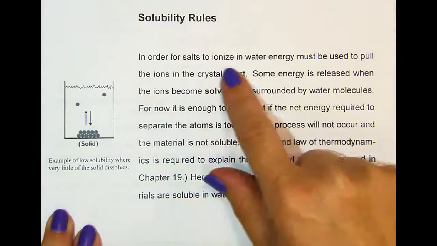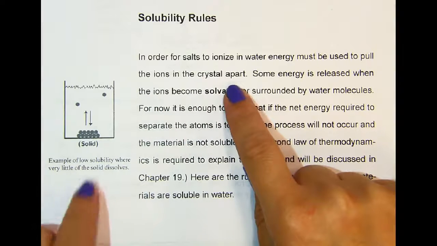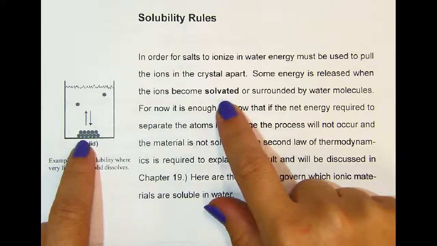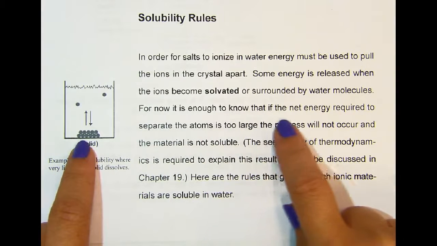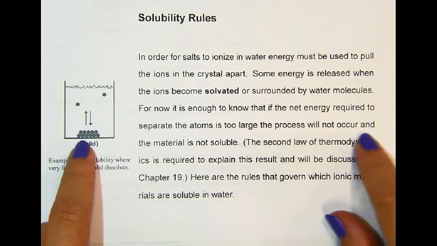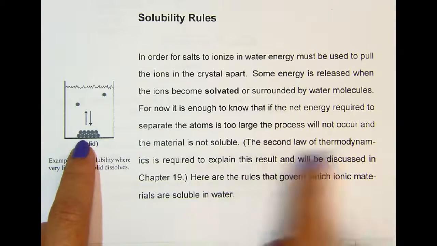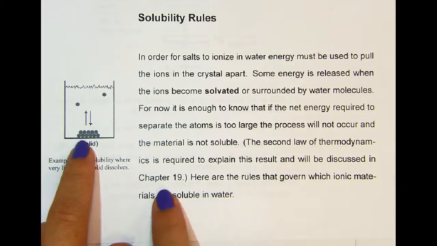In order for salts to ionize in water, energy must be used to pull the ions in the crystal apart from one another. Some energy is released when the ions become solvated, or surrounded by water molecules. For now, it is enough to know that if the net energy required to separate the atoms is too large, the process will not occur, and the material is not soluble. The second law of thermodynamics is required to explain this result and will be discussed in Chapter 19.